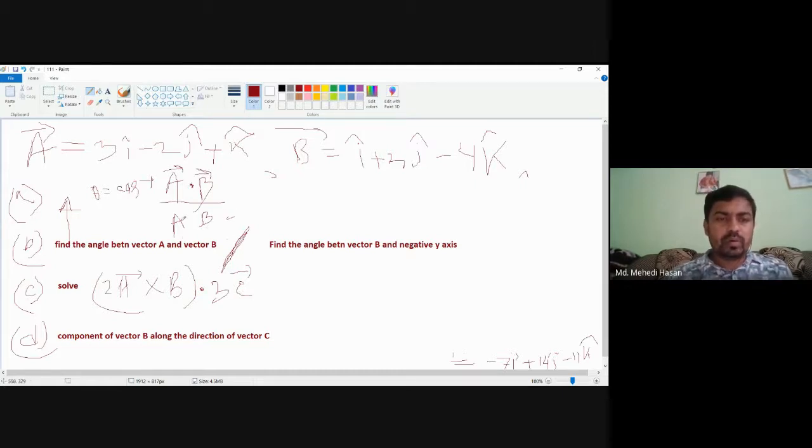So we can easily find the magnitude of A and B by using the formula root over x square plus y square plus z square. But in case of A dot B, we are finding the dot product between two vectors. So the dot product between two vectors, which is A dot B, is equal to, there is a formula to find the dot product.